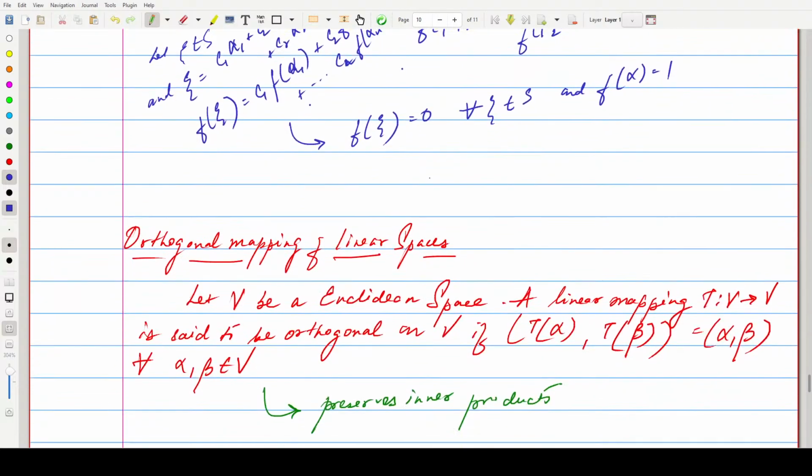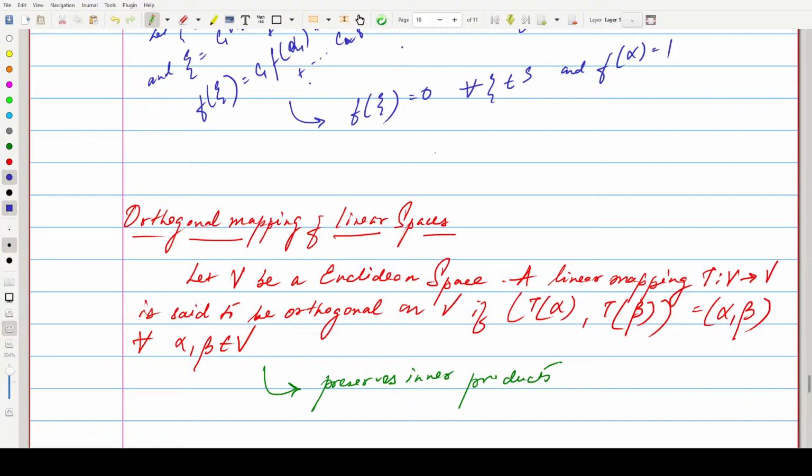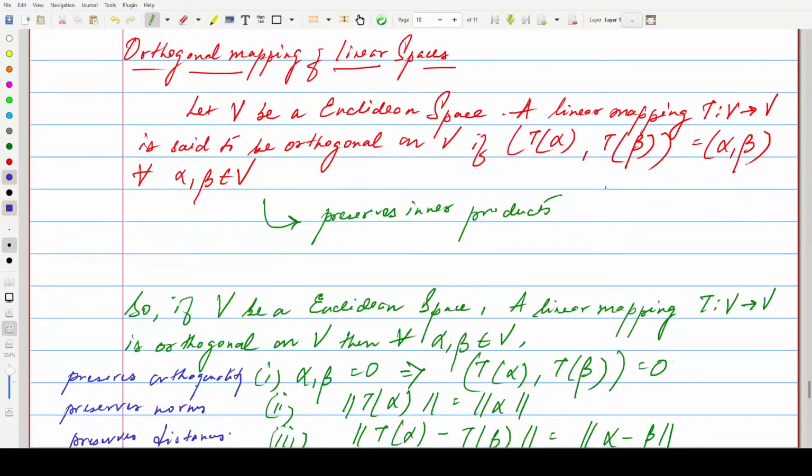Okay, so why was this important? It was important because we're going to look at orthogonal mapping of linear space. Now we're getting somewhere, right? Let V be a Euclidean space. A linear mapping T from V to V is said to be orthogonal if T of alpha, T of beta equals alpha, beta for all alpha, beta belonging to V, and we need to see that this preserves the inner products.